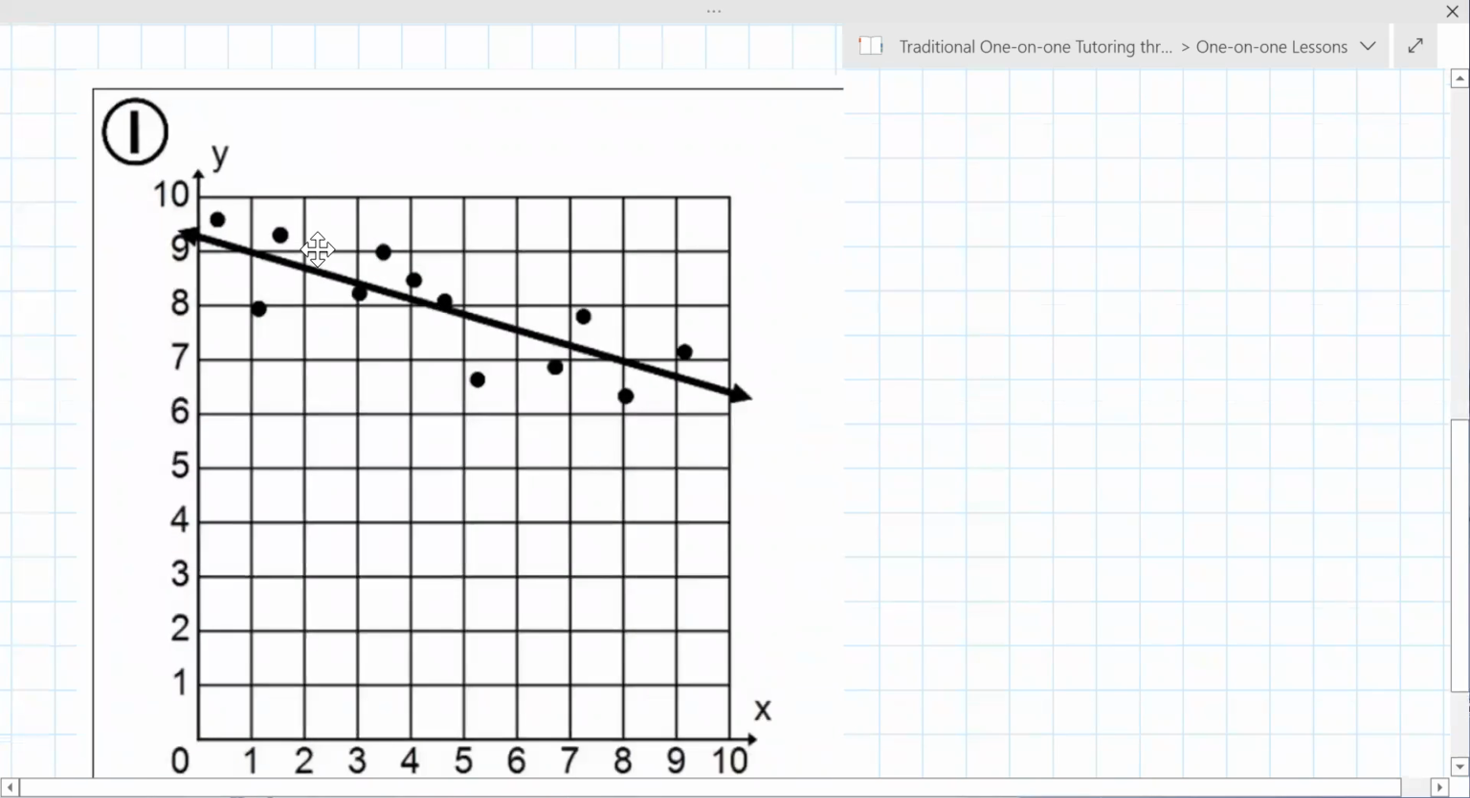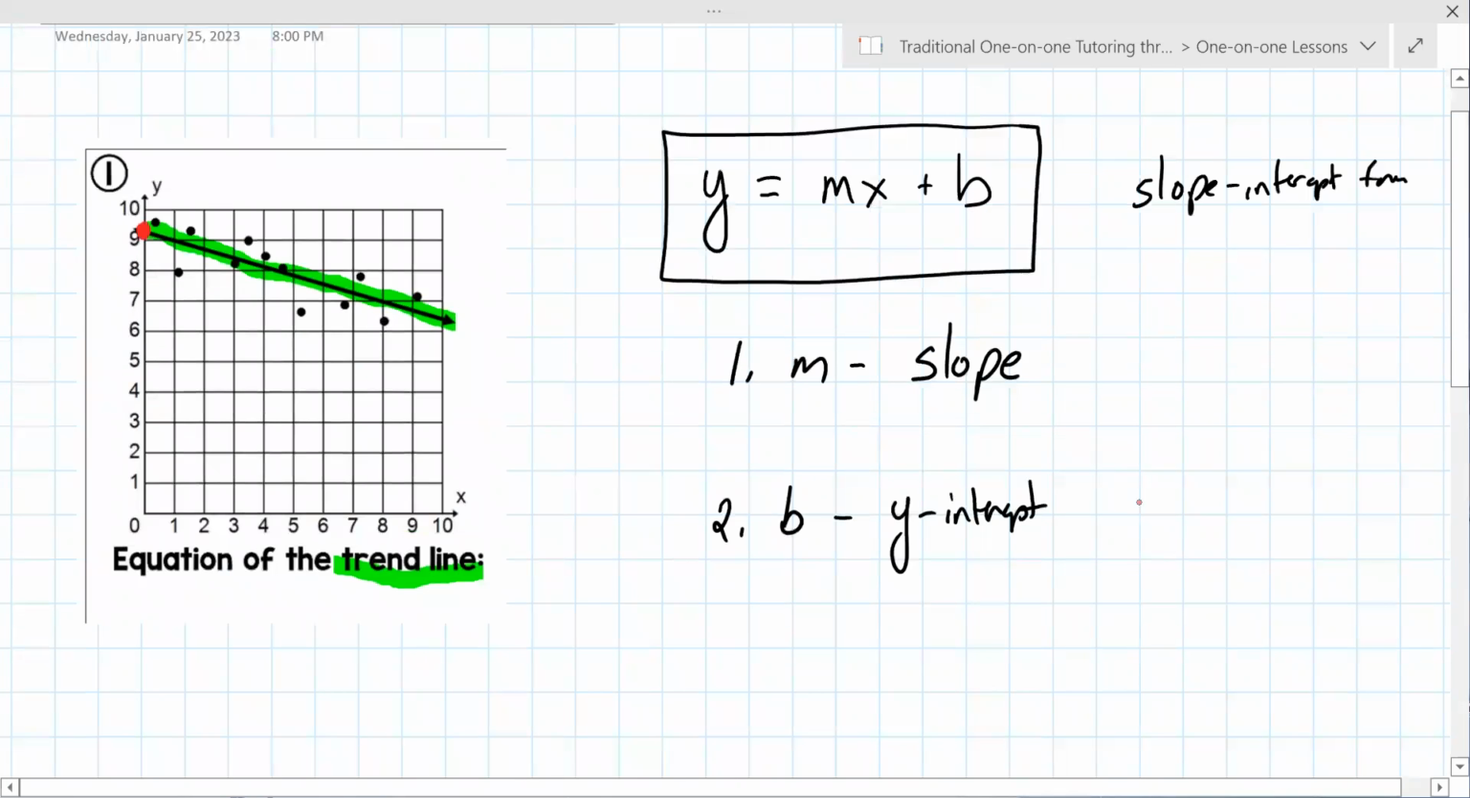I'm asking you to tell me where this line hits the y-axis. Do you see that it's a little bit bigger than 9? It's a little bit up from 9, but it's not halfway between 9 and 10. Could you estimate what that is? Maybe a 9.2. Yeah, and that's good for me. Okay, so the y-intercept is 9.2.